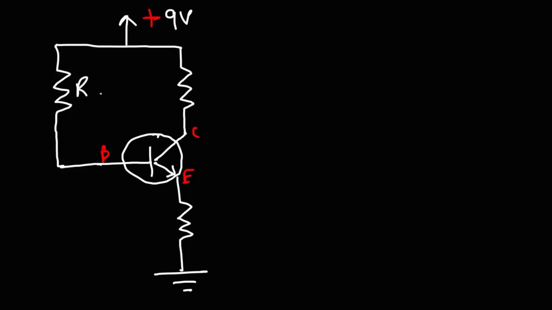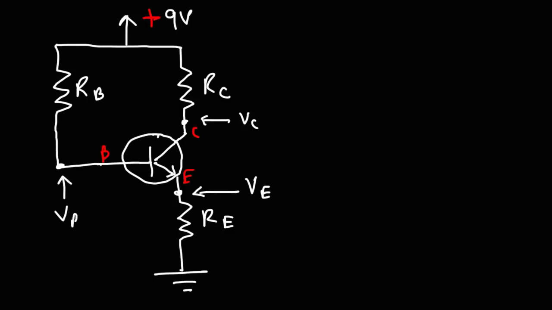So this is the base resistor, RB. This is RC, the collector resistor. And this is the resistor that's associated with the emitter, RE. Now, this is going to be VE, that is the potential at point E with respect to ground. The potential at point C with respect to ground is known as VC. And the potential at point B with respect to ground is VB.